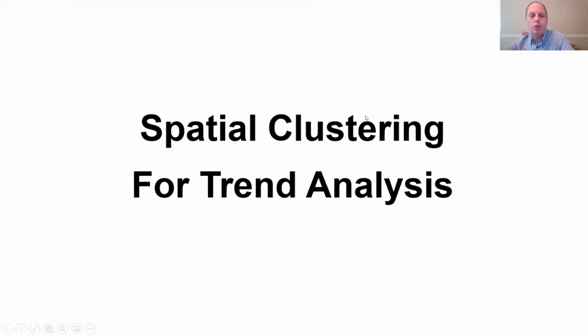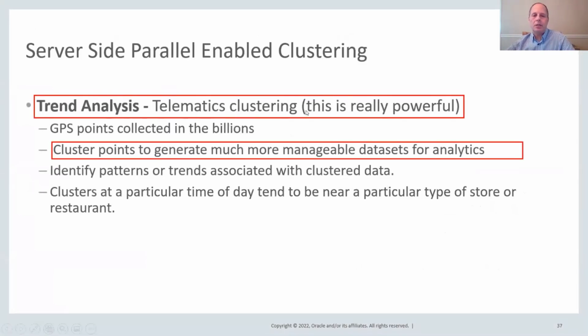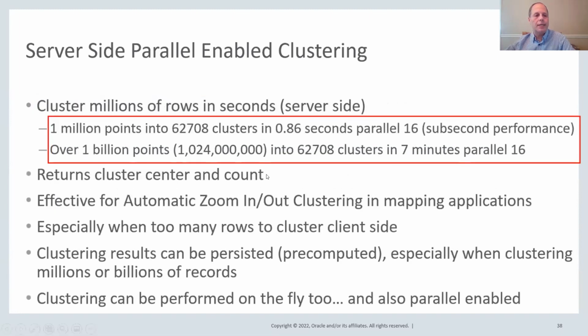Yeah, so this is really, really cool stuff. So spatial clustering for trend analysis. Trend analysis could be telematic clustering. And this is where I come into working with customers with huge amounts of data, all right? Telematics could be something where GPS points are collected in billions. It's very effective to cluster and generate much more manageable data sets for analytics, and identify patterns or trends associated with that cluster data. It's much more manageable to do it on cluster data than on the billions of records. You can look at clusters at a particular time of day, so you can actually do temporal clustering. I'm going to show you an example of that too, and store that information and do some trending analysis.